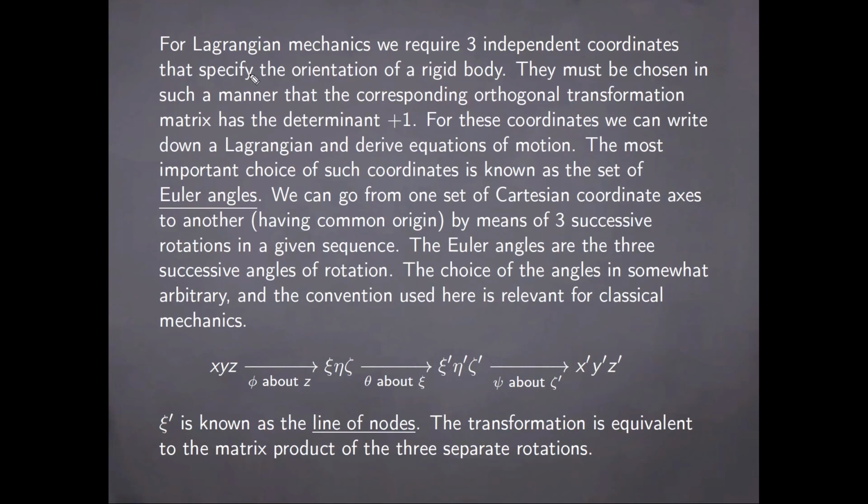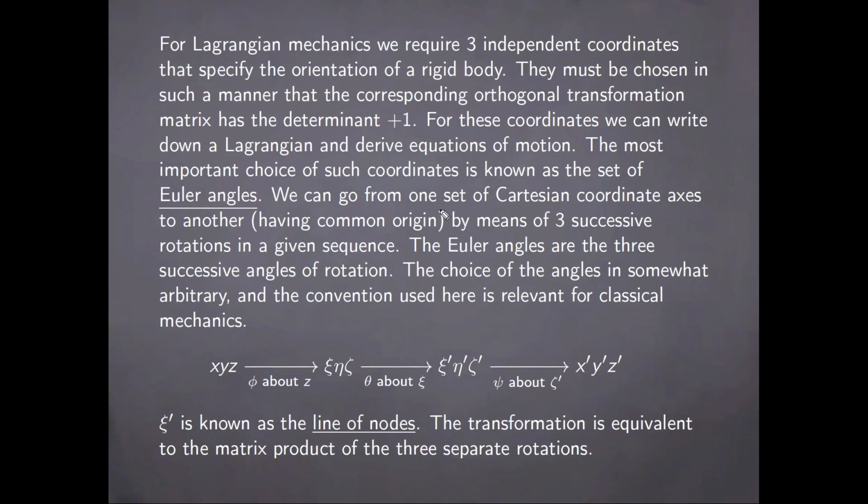So, in order to study the Lagrangian mechanics of rigid bodies, we require three independent coordinates that specify their orientation. These coordinates must be chosen in such a manner that the corresponding orthogonal transformation matrix has the determinant +1. For these coordinates, we can then write down a Lagrangian and derive equations of motion. The most important choice of such coordinates is known as the set of Euler angles.